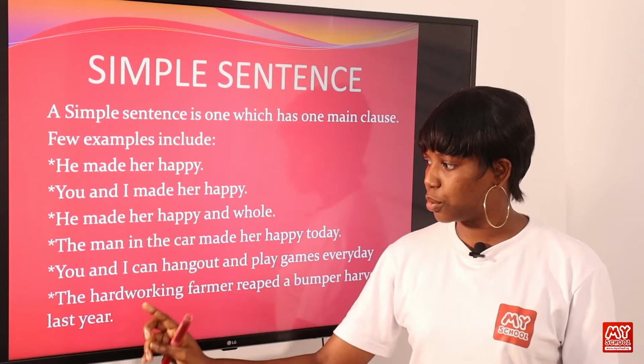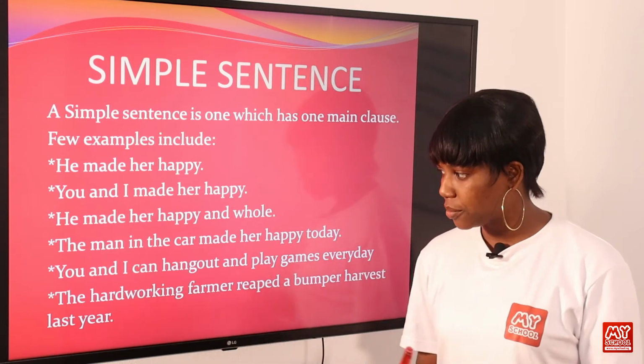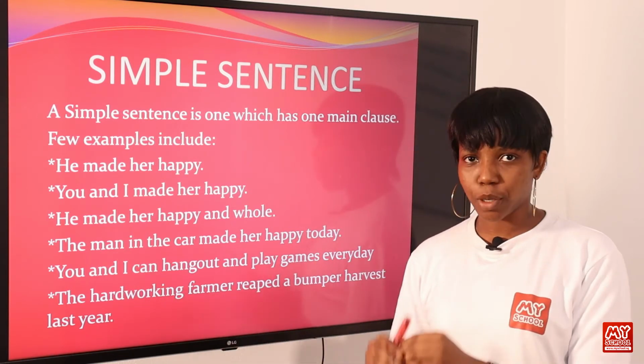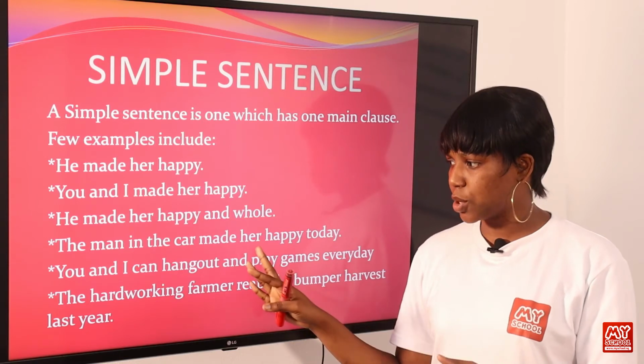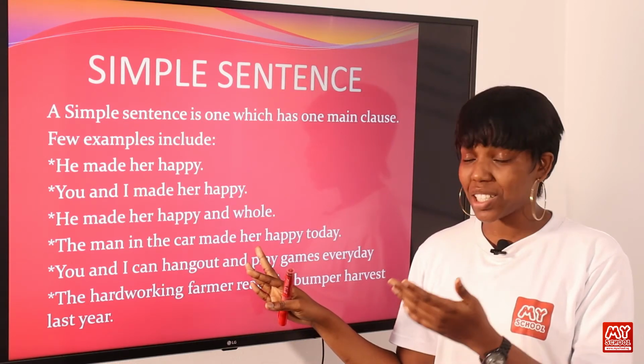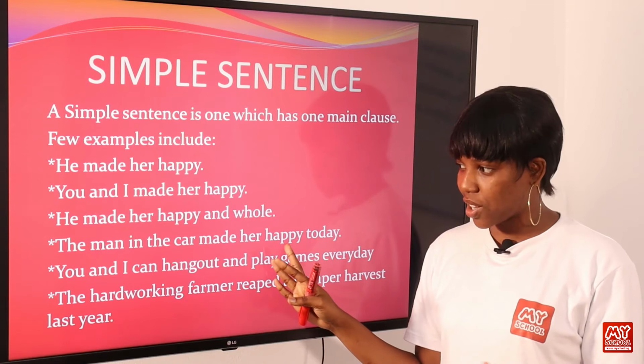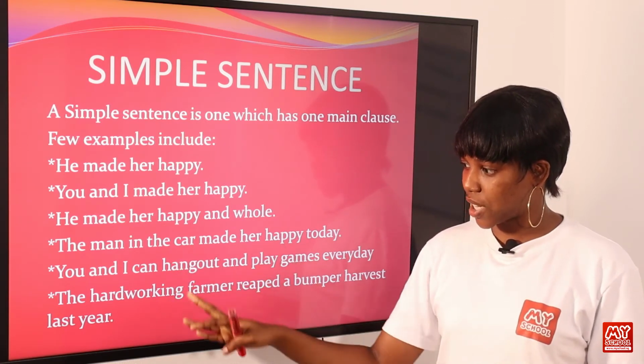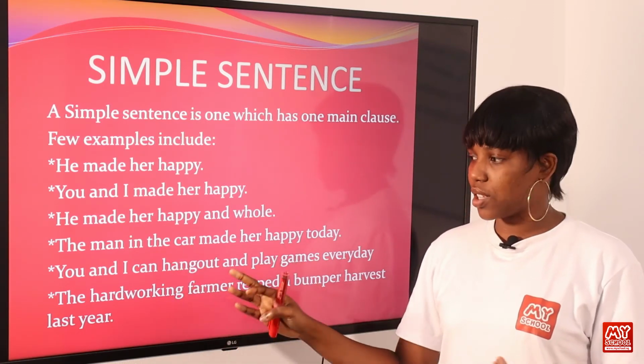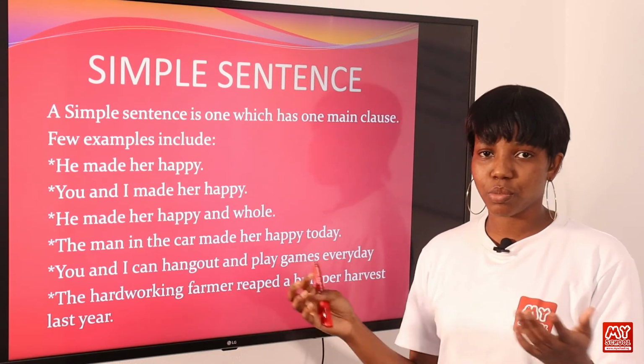Okay, now the next example, the man in the car. The man in the car is the subject of the sentence. Another misconception about simple sentence is that it is usually not long. And you can see this is a very long sentence. The last 3 sentences are long. So people think it should be short, it shouldn't be long and all of that.